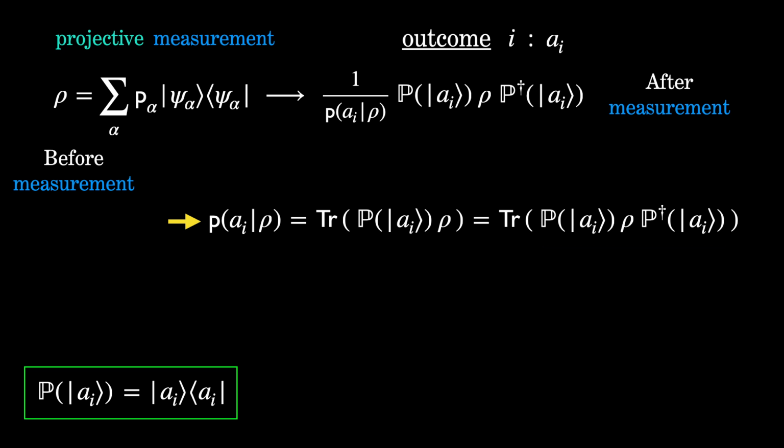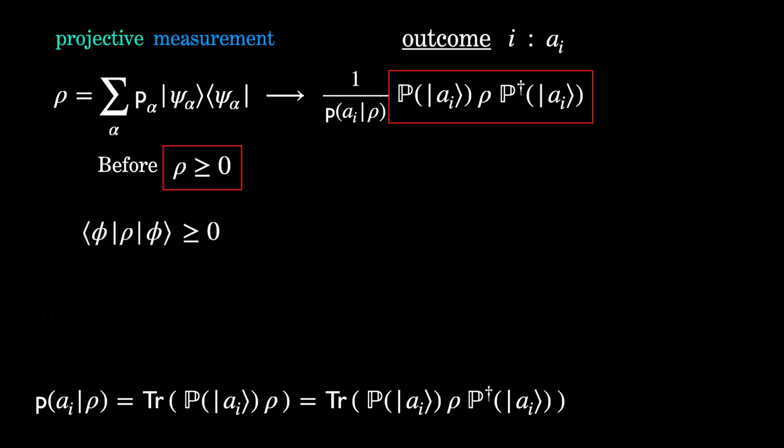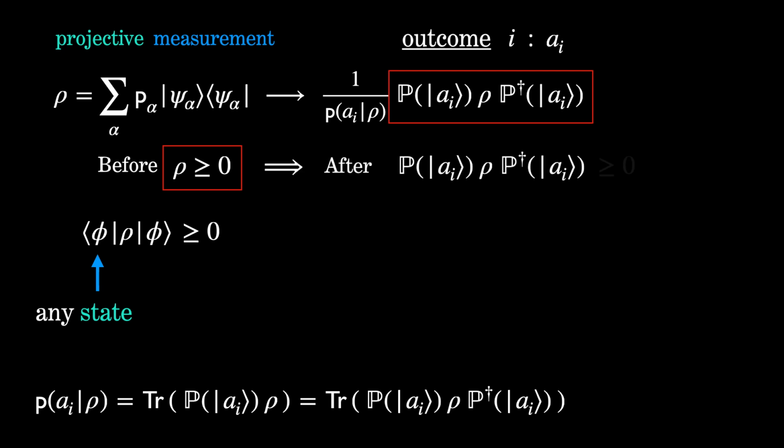Look at this transformation of rho. Recall that rho is a positive operator before measurement. This means its bracket with respect to any state must be greater than or equal to 0. And after the measurement, the positivity of the state is preserved.